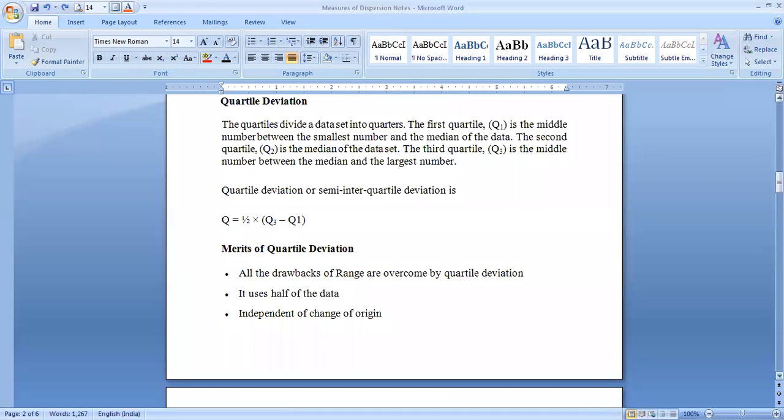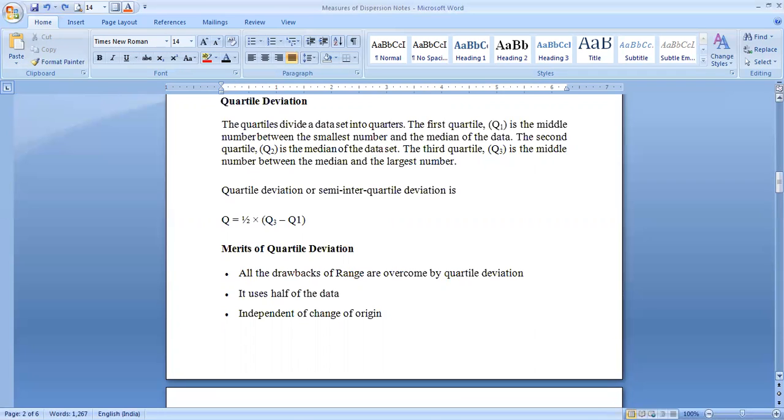Now next, we take the formula for the quartile deviation, also known as semi-interquartile deviation. The formula is given by Q is equal to 1 upon 2 into Q3 minus Q1, that is, half into Q3 minus Q1. And next, we take the merits and demerits of the quartile deviation.